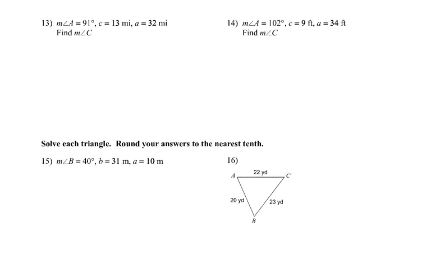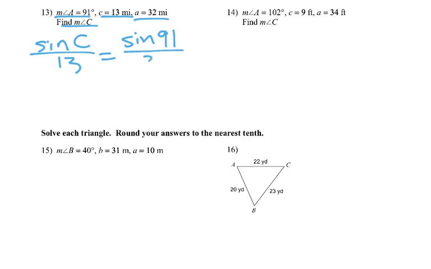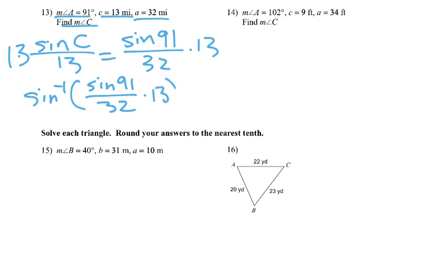Now, if we look at 13 and 14, okay, same exact process. Difference is side A isn't written. So I have angle A, I have side A. Finding angle C, side C, I have everything I need. So sine of angle C over 13 equals sine of angle A, which is 91 degrees over 32, times both sides by 13. Do the inverse sine of that whole fraction. That's going to give me angle C, which, when I type it in, gives me 23.96, which I just round up to 24 degrees.